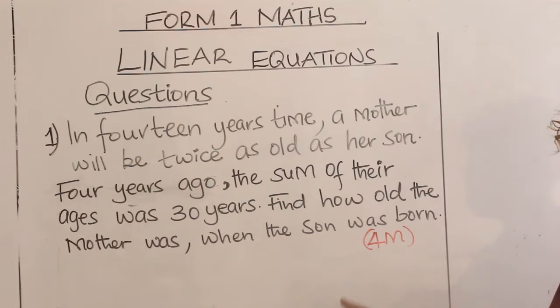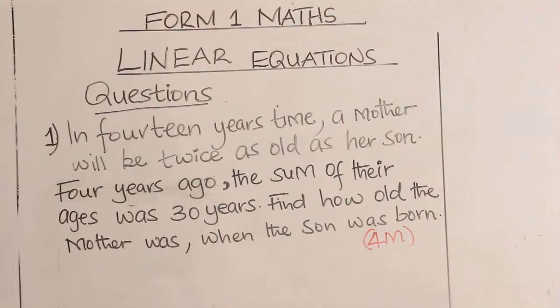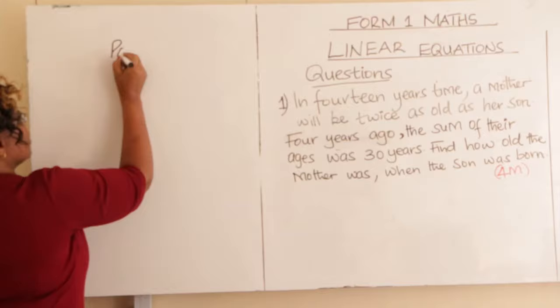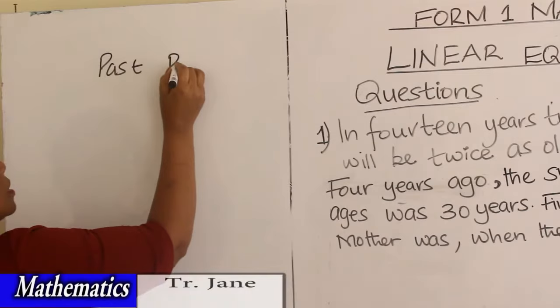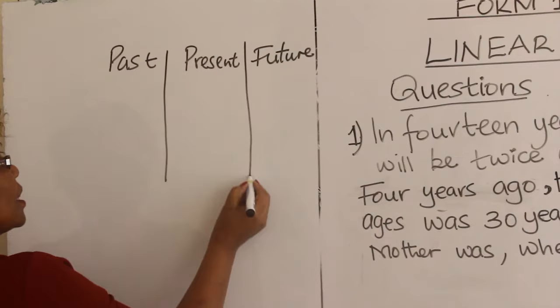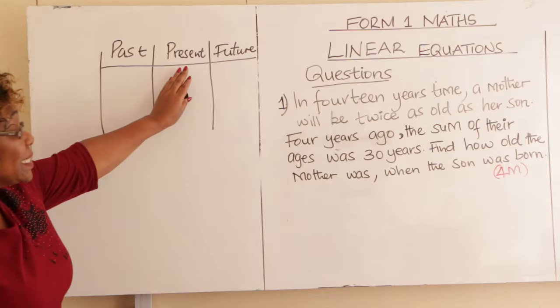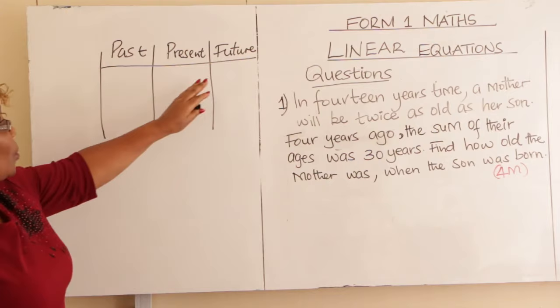How do you go about this? What you do is that you draw three columns. Here you have the past, here you have the present, and here you have the future. So you go to your question. You have the present, today. Past is ago. And then you have the future.